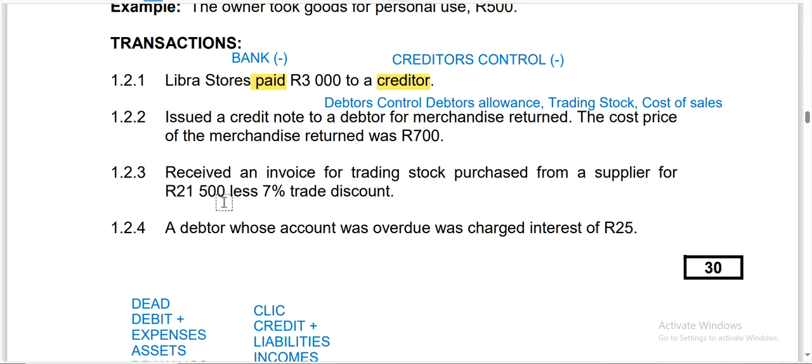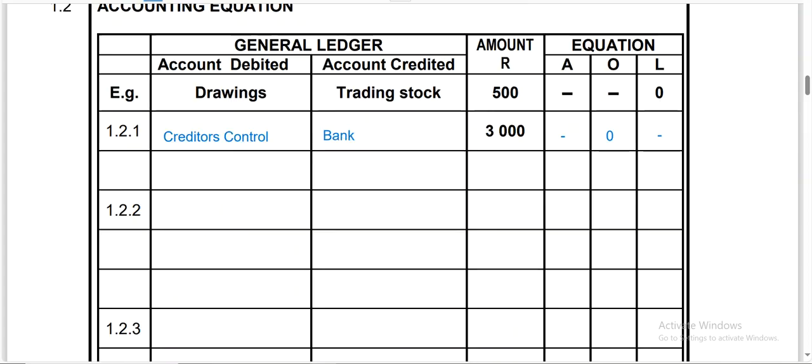Now let's think about it. A debtor is bringing back goods. Now remember, debtors control is an asset. So if I bring back goods, it means your debtors will decrease. So the account credited in this case will be debtors control. So we'll credit debtors control. Remember, we are now dealing with the account only. The second account is debtors allowance. Debtors allowance will reduce, it is recorded on the debit side.